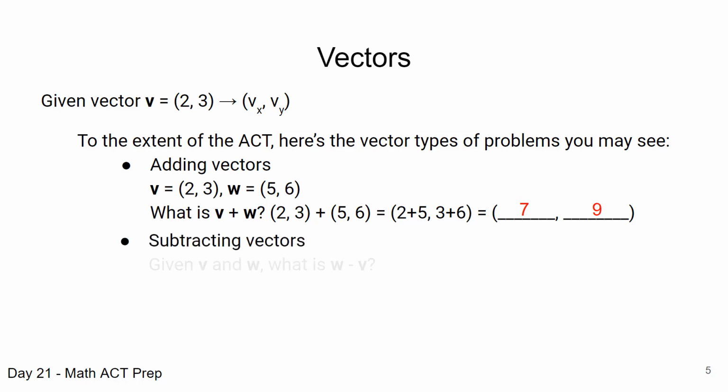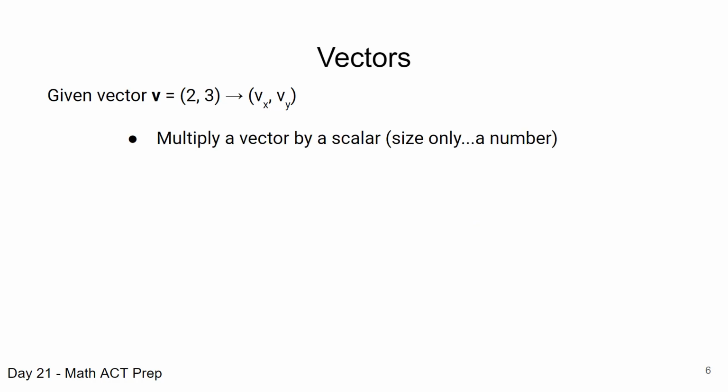Same way we added, we can subtract. So again, if we're given the vectors v and w, we'll just subtract w minus v. We'll subtract the x components, 5 minus 2, and then 6 minus 3, and that gives us the resulting vector <3, 3>. Now we have looked at adding and subtracting vectors. Now we can also look at multiplying a vector by a scalar. So when we multiply by this scalar, it affects the size of the vector. So let's say again we're given vector v, and we want to find 2 times v. So we're going to just take the 2 and multiply the x component and the y component by 2, and that gives us the result of <4, 6>.